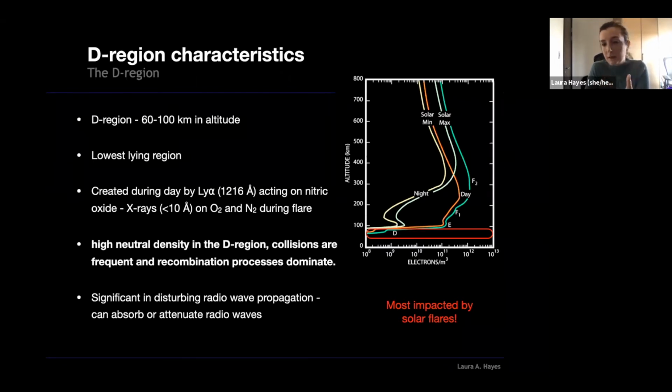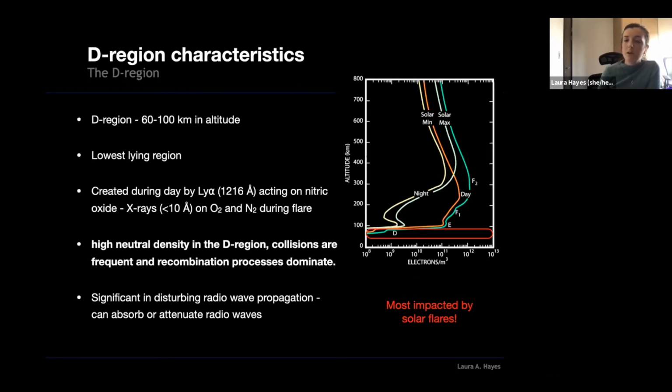Now, compared to the F region, which has a very low neutral density, the D region has a very high neutral density. What this means is that collisions are very frequent. So you have an awful lot of collisions going on, and recombination processes occur very quickly. This means that if you ionize something, it will recombine very quickly into something else. This is why you have loads of negative ions and really complicated chemistry that we don't fully understand just yet. And it is the fact that we have such a high collisional frequency, and these recombination processes dominating, that it really is disturbing to any radio waves that propagate through it.